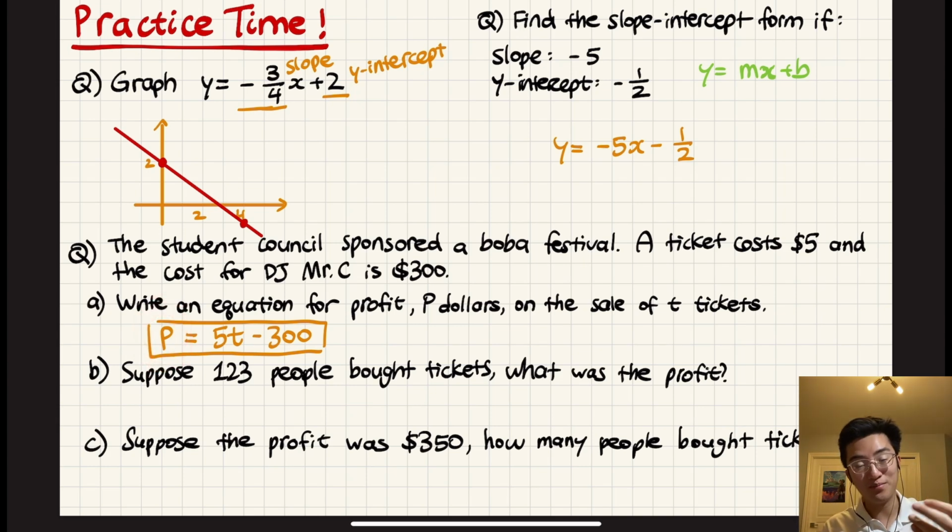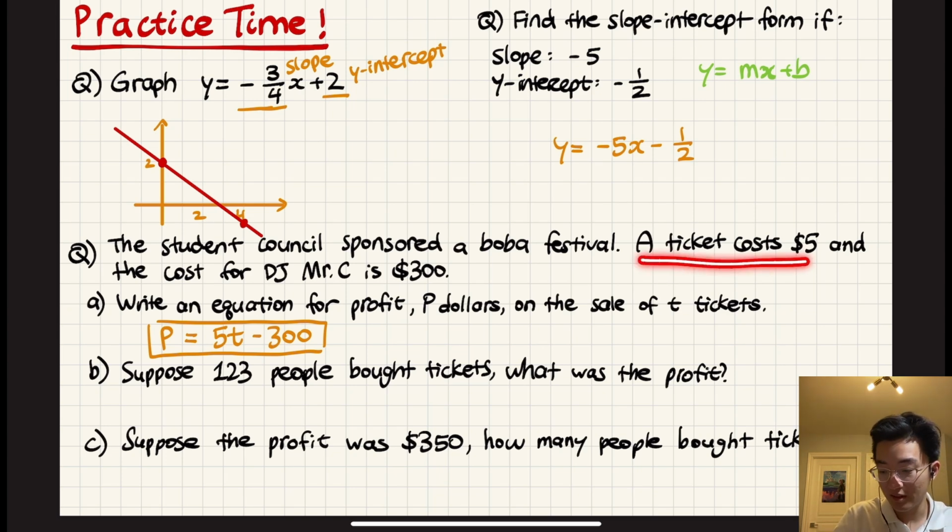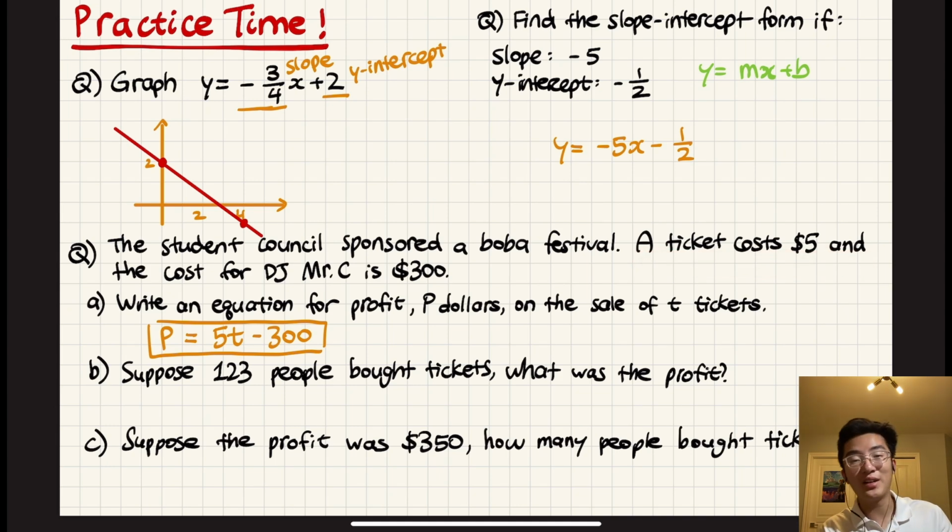To make the money in the first place, we have to sell each ticket for $5. And we're saying the amount of tickets sold is T. So 5T will be the total amount of money we earn. And then we just subtract away 300 because that is the cost to hire this DJ. Okay? So now, suppose 123 people bought tickets.